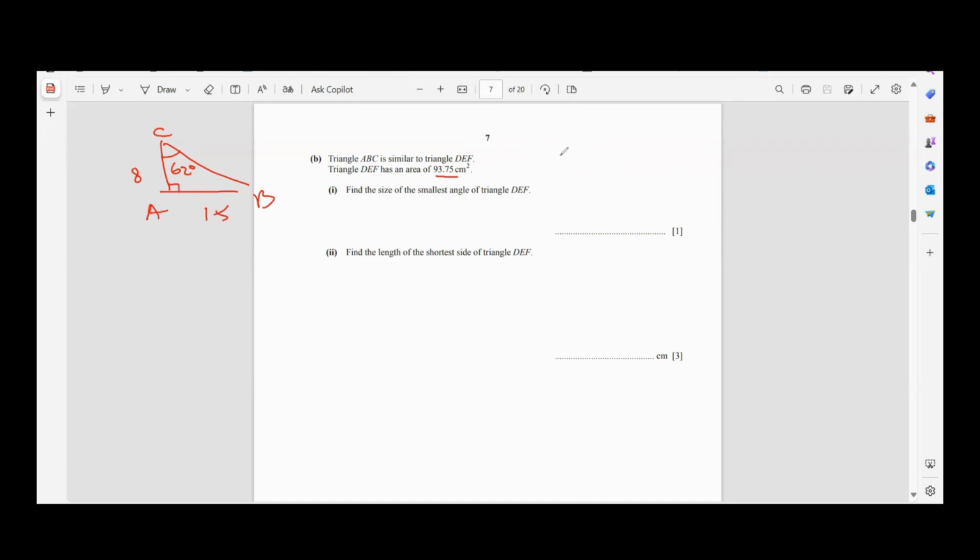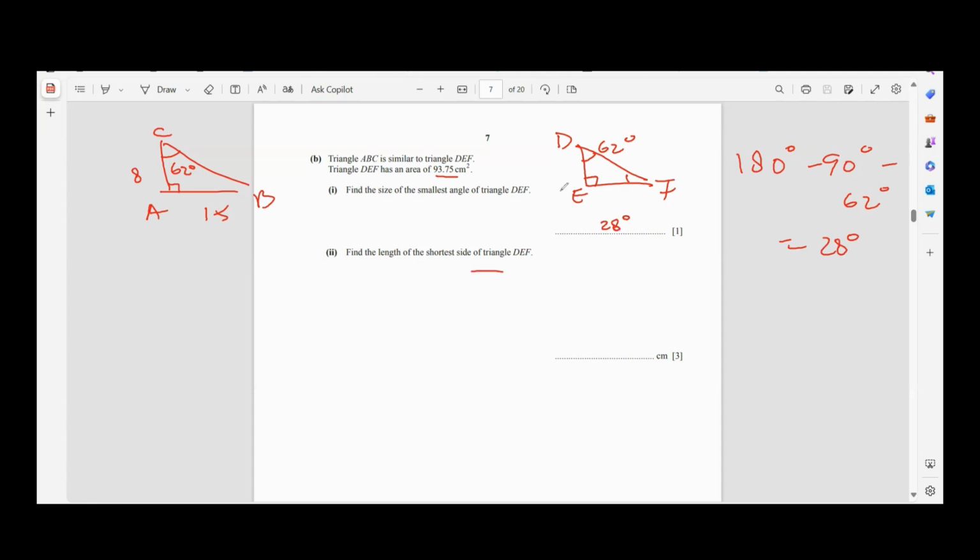Okay. If similar, it means the composition of the angles are the same. So that one is 62, this is also 62 degrees. So the other one is 180 degrees minus 90 degrees minus 62 degrees. So it will have 28 degrees. So this is 28 degrees. Find the length of the shortest side of the triangle.